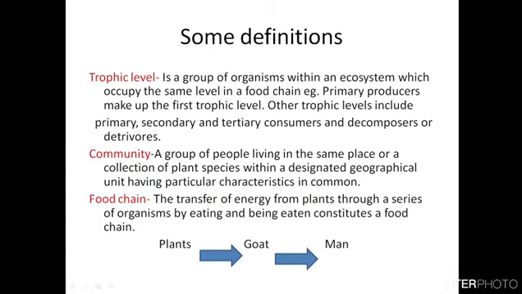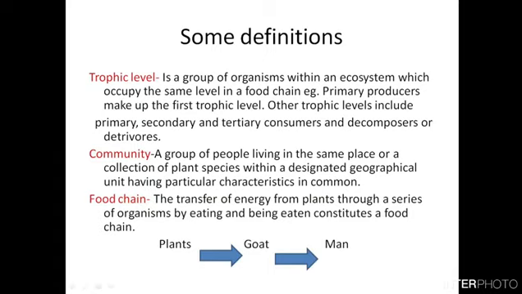Now if you look at the plants, the plants are the producers. So they get their energy from the sun, and they store it in their leaves and stem, and this energy which they have stored will be eaten by the goat, so that energy from the plants is transferred to the goat. Not all the energy which the plants have collected from the sun will go to the goat.